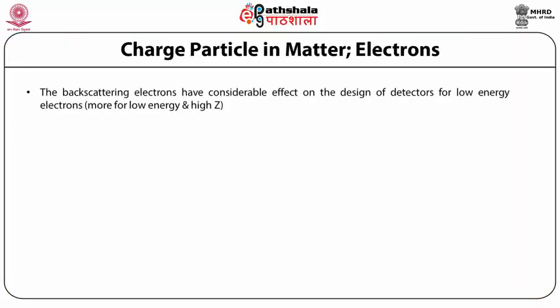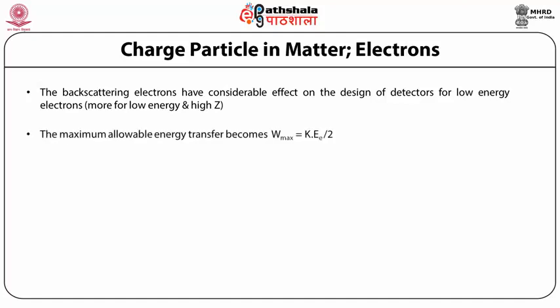Charged particles in matter, electrons. The backscattered electrons have considerable effect on the designing of detectors for low energy electrons, more for low energy and high Z. It means when the electrons enter the detector, they see the identical electrons of the medium. So some backscattering of the entering electron takes place, and this backscattering is more for low energy electrons and high Z of the detector material.